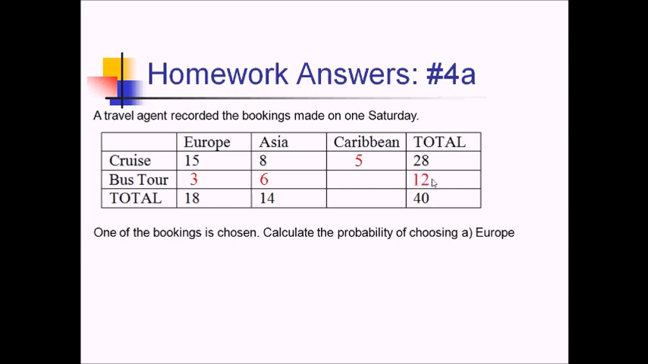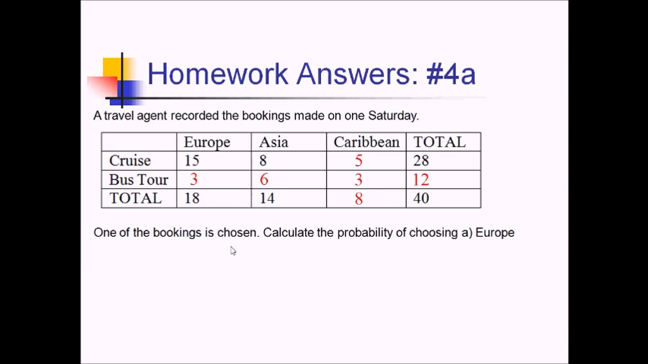Now we can work backwards. 12 minus the 9 that's already accounted for with bus tours gives us 3 left over for Caribbean bus tours. And then finally, 5 plus 3 equals 8. Now we add this row just to make sure it adds up to 40. So that's 18, 32, 40. Awesome. Okay, let's take a look at our first real question here.